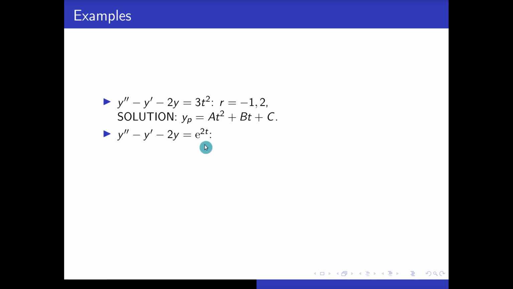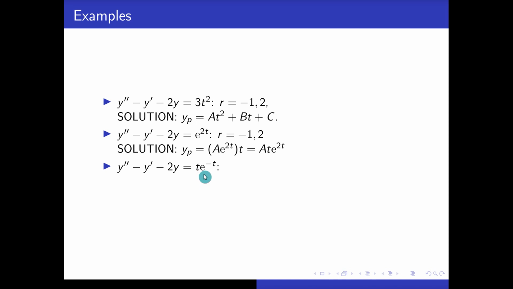How about the exponential function e to the 2t? There's a 2 there for your homogeneous part, right? So therefore e to the 2t is going to be part of the homogeneous solution. Therefore, you've got to multiply by t. Good. And then how about t e to the minus t?